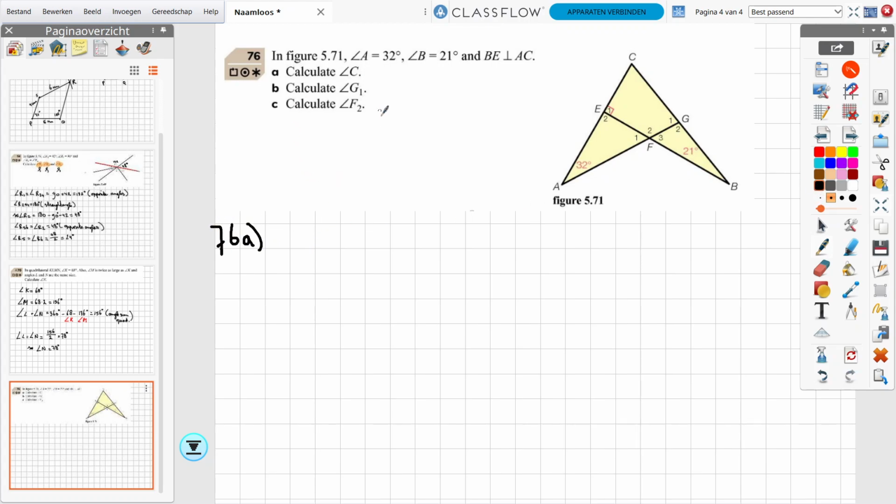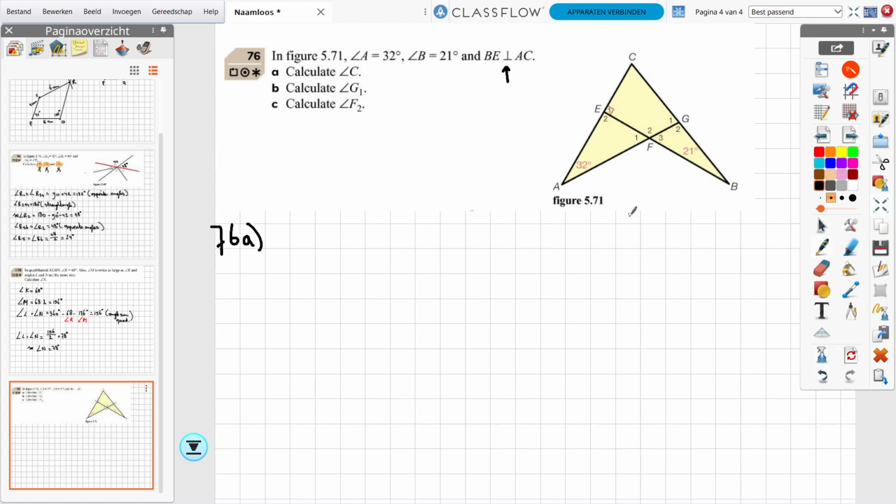76a. In figure 5.71, angle A is given, angle B is given, and BE, and it's important to recognize this symbol here, BE is perpendicular to AC. That means that this angle here is 90 degrees. You see that notated here. If this one is 90 degrees, then E2 is also 90 degrees, by the way. You know that from the straight angle rule. So this means 90 degrees. BE is perpendicular to AC. Of in Nederlands, BE staat loodrecht op AC. And then they want us to calculate angle C.